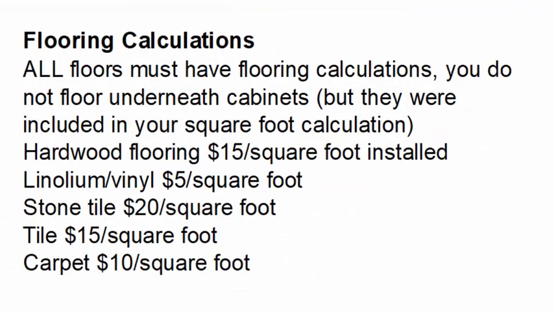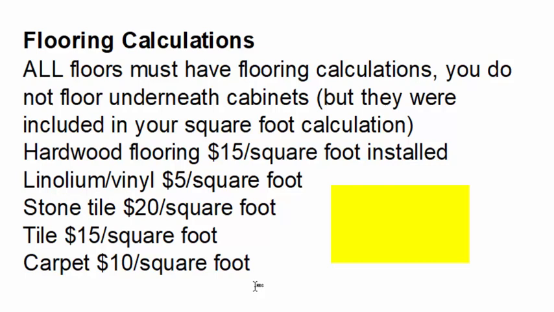So the second thing that we do is the floor calculations, and all of the floors have to have some kind of covering except for underneath the cabinets. But the underneath the cabinet part was included in your original calculation, so you're going to end up figuring those ones out and subtracting them just in the kitchens and the bathrooms. So we're just going to have hardwood flooring at $15 a square foot. Linoleum is the cheapest with 5, stone tile 20, regular tile 15, and carpet $10 a square foot.